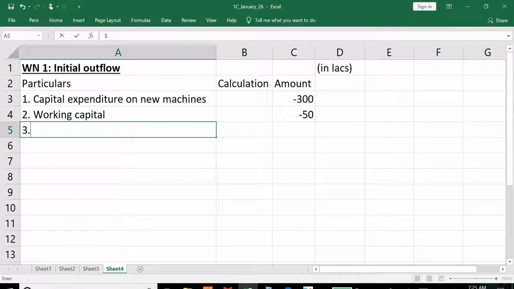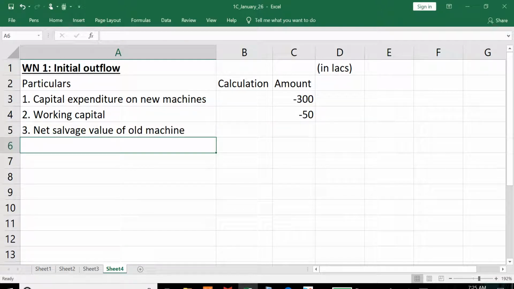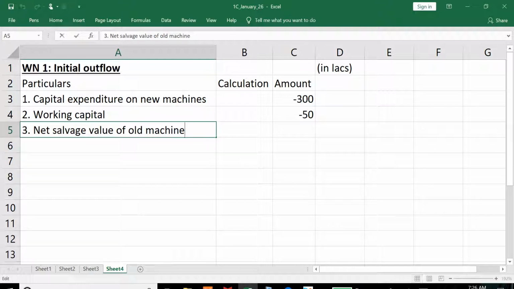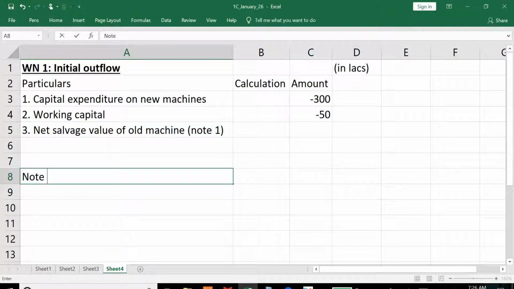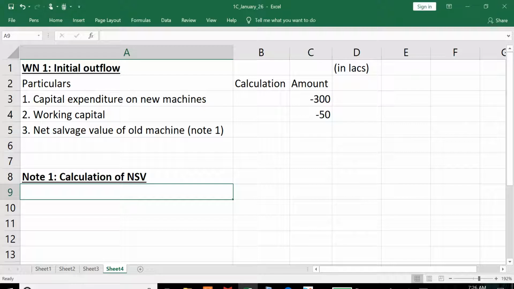Okay, now listen. Net salvage value of old machine, not sale value. Net salvage value means there is going to be a tax impact also. Net salvage value of old machine, in bracket note 1. Note 1: calculation of NSV.